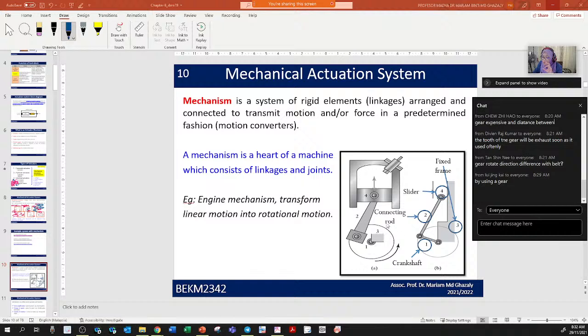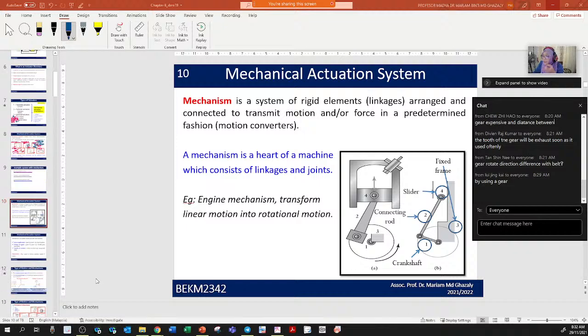When it rotates, imagine that it moves up, and when it rotates again, it moves down. So it moves up and down. This is the first one, the crank and shaft mechanism that we have in the engine. Another one you have in the engine, at the top part here, is the cam and follower.